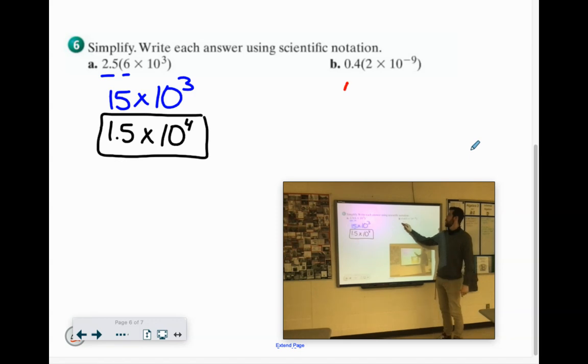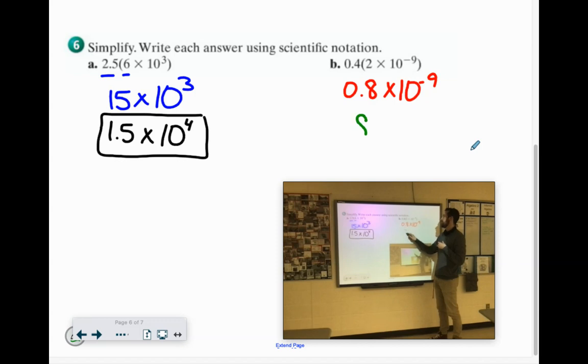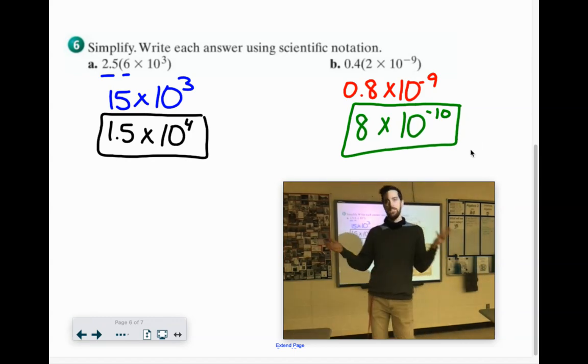0.4 times 2 is 0.8 times 10 to the negative 9th. Does that work for scientific notation? No. Sometimes it will after that step. Sometimes it'll be fine and you won't need to adjust. But that's not between 1 and 10. So we have to make it larger to make it 8, which means we have to make the exponent smaller. And smaller than negative 9 would be negative 10. You just got to be careful. Let's sum it up.